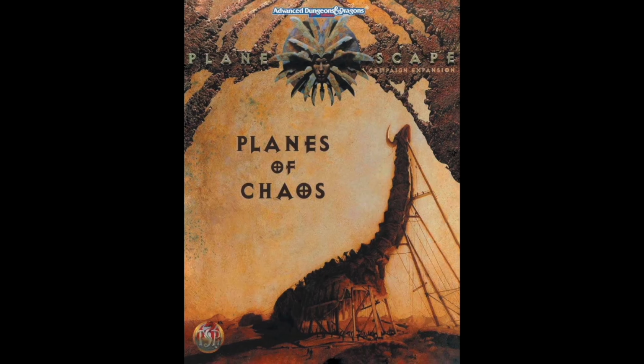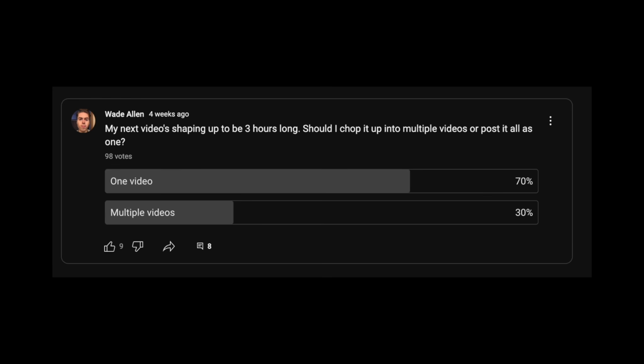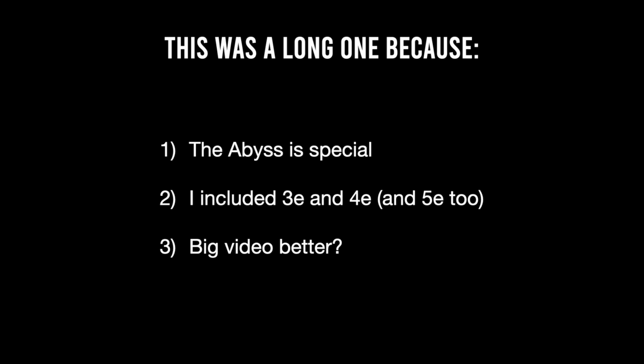Reason number 2 is that I included a bunch of info from 3rd and 4th edition. It could have just been an hour if I would have stuck to 2nd edition, but I've gotten feedback asking me to include more than just 2nd edition. And reason number 3 is that I could have broken this up into many videos, but I made a poll about it and most people wanted a big video rather than several smaller ones. Plus, I figured the bigger the better as far as YouTube analytics goes.